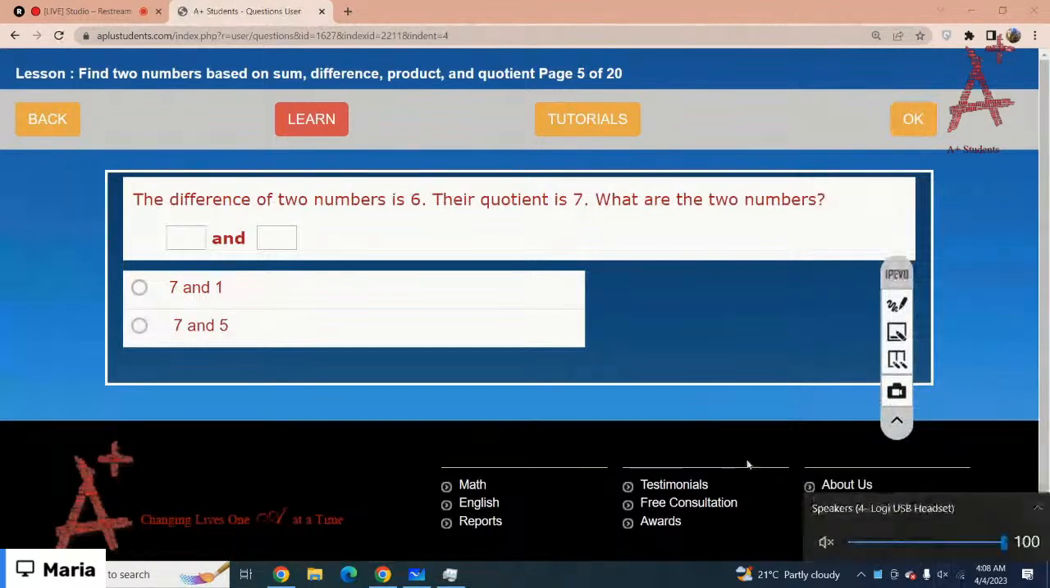Okay, the next one is the difference of two numbers is 6 and their quotient is 7. What are the two numbers? So which is the correct option? Which two numbers have the difference of 6 and the quotient 7?